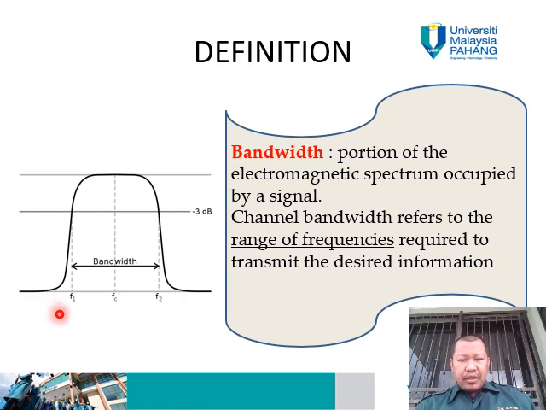It is from lower frequency to higher frequency. So this range of frequencies from F1 to F2 is called the channel bandwidth. So the bandwidth is from F1 to F2. So we can say that bandwidth is F2 minus F1. So that is the bandwidth, the range of frequencies.